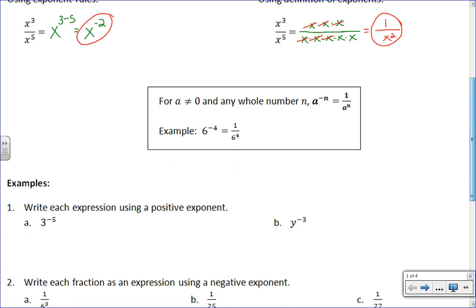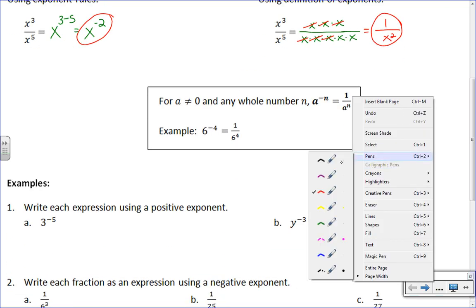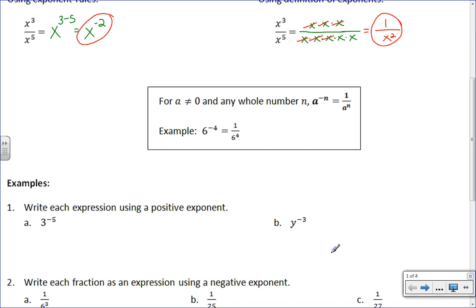Okay, so let's do some examples of these. First thing we want to do is write each expression using a positive exponent. So this is 3 to the negative 5th. If I want to change this to a positive exponent, I need to write it as a fraction with this expression in the denominator. So this would be 1 over 3 to the 5th.